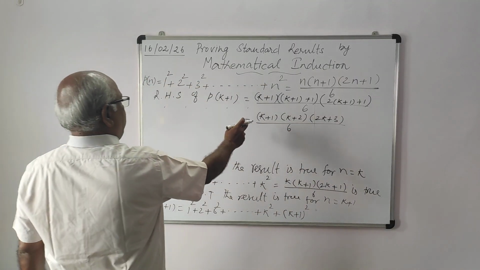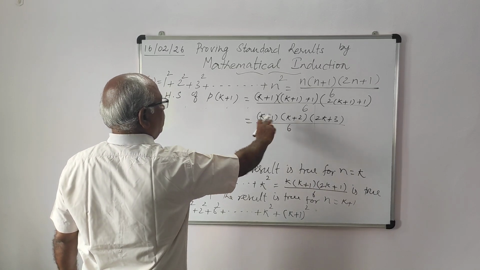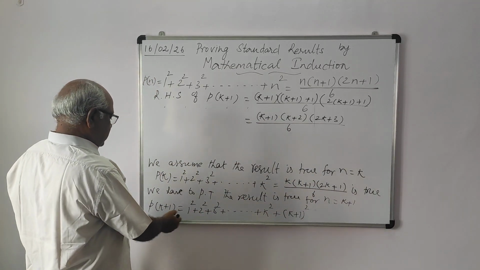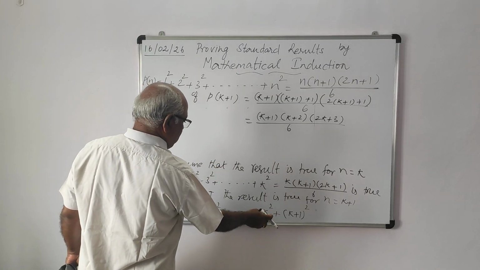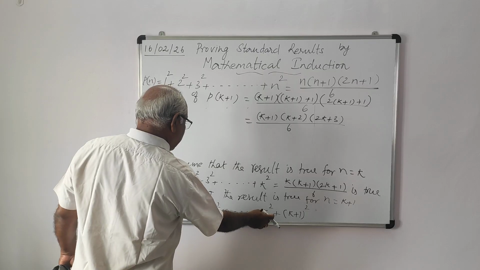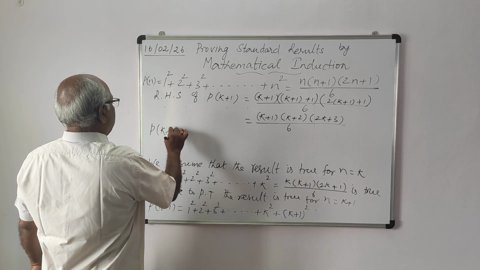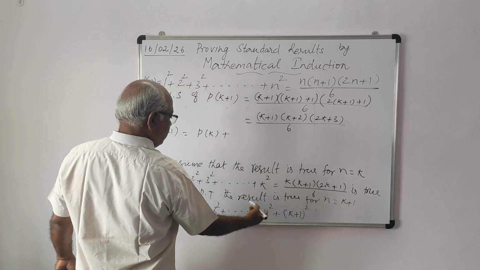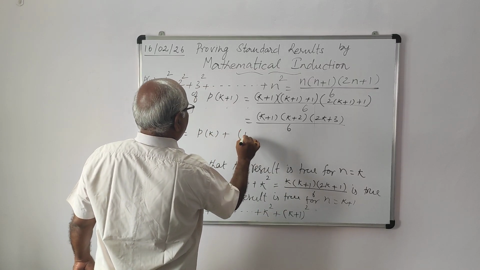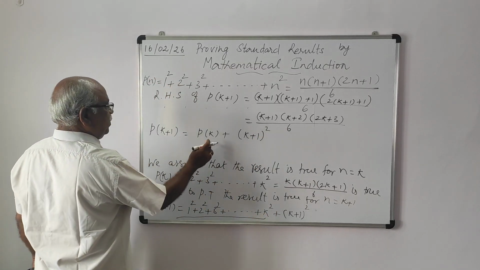So, the right hand side should be proved. If you prove this step, we will get the answer. Up to that, in this left hand side, 1 square plus 2 square plus 3 square up to k square, you can get P of k. So, P of k plus 1 equal to, left hand side is P of k plus k plus 1 whole square. Because up to this, you know P of k.